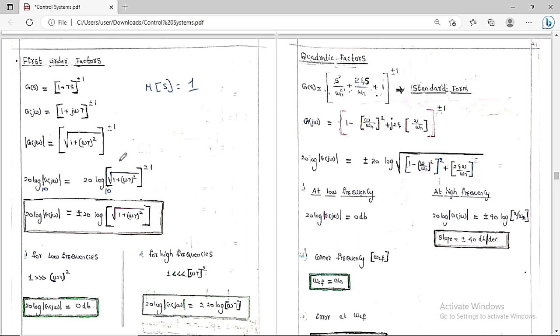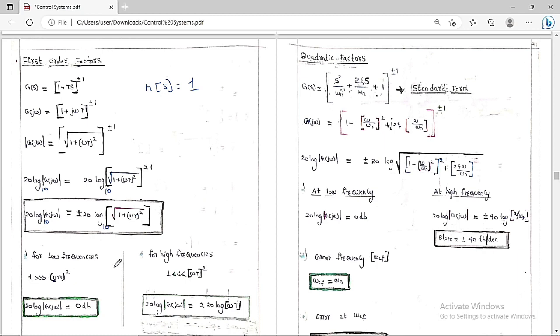Now this plus or minus 1, if I take to this side, we are going to get finally plus or minus 20 log of the square root of (1 plus omega T whole square) with base 10. So this is basically the exact expression. Therefore, 20 log of mod of G(j omega)H(j omega) with base 10 is equal to plus or minus 20 log of the square root of (1 plus omega T whole square) with base 10.